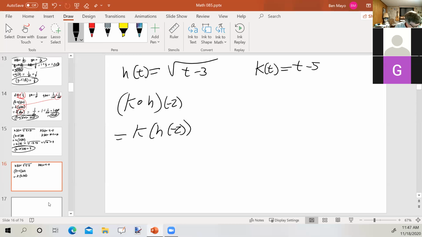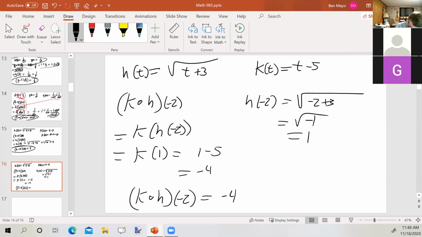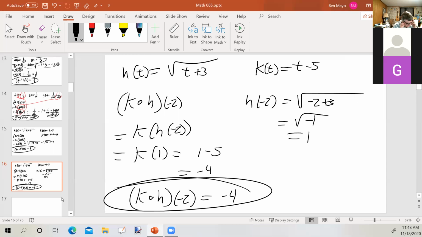Oh, you know what? I see. I copied this wrong. This is supposed to be a plus sign. Good thing, because otherwise we couldn't do this. So h of -2 is the square root of -2 plus 3, which is the square root of 1, which is 1. So this becomes k of 1, which is 1 minus 5, which is -4. So k composed with h of -2 equals -4.